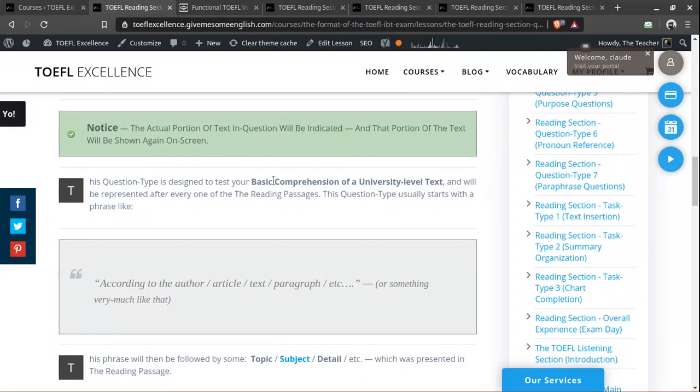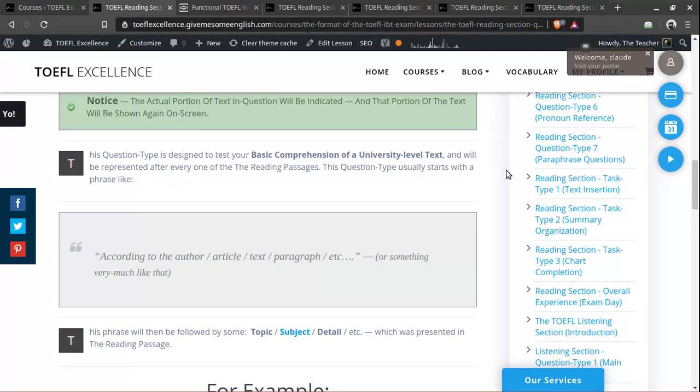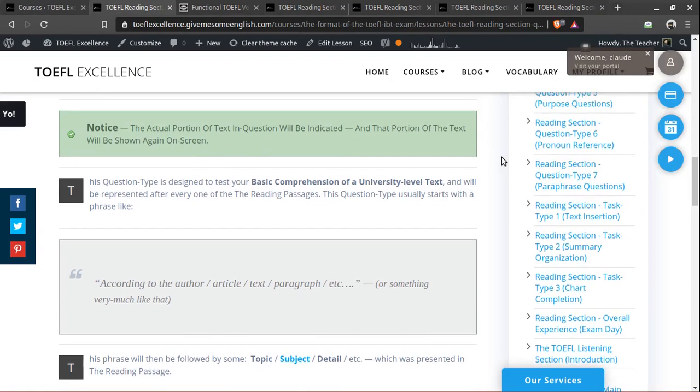So just remember with this question type, the actual section of the reading passage that they're asking about will be indicated and it will be shown again. So you don't necessarily have to read the entire reading passage before you go to the question types. That's another skill that we talk about in the TOEFL Excellence Training programs. If you're watching this video there, then you already know this. If you're watching this video somewhere else, then that is something that is in every single one of our training programs.